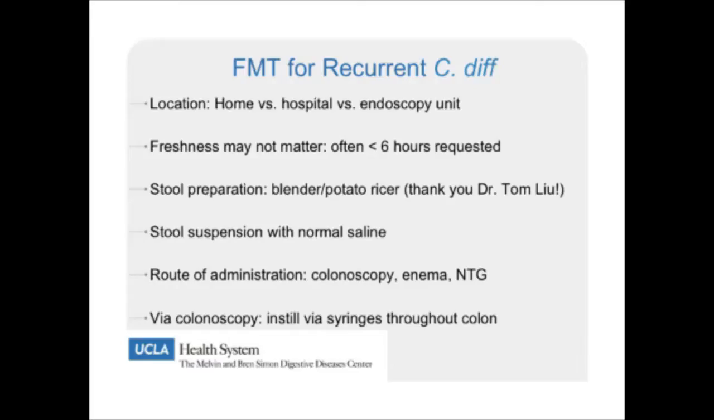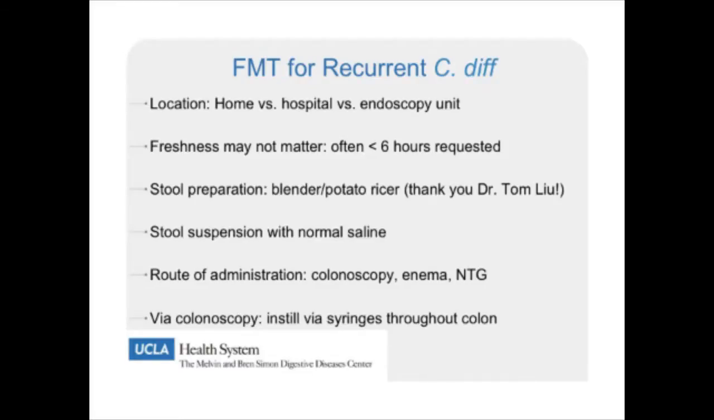Now, the freshness of the stool may not matter. You'll see in the guidelines that oftentimes the stool specimen has been recommended to be collected within 6 hours of transplantation, but there are many documented effective transplants that have been conducted with frozen stool, and there are commercial applications under evaluation with frozen stool. So ultimately, we know that freshness may not matter, but this is part of the current guidelines.